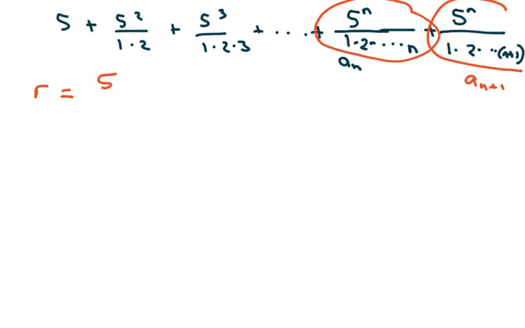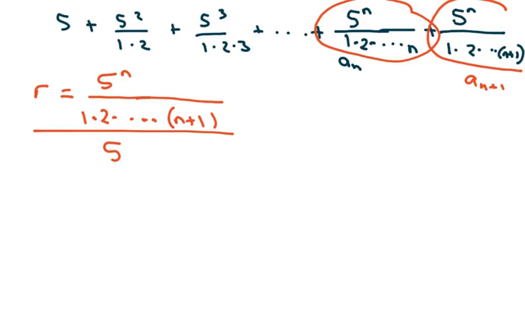So you get 5 to the little n over 1 times 2 times dot dot dot times n plus 1, divided by 5 to the little n over 1 times 2 times dot dot dot n. Well, what happens is if you multiply this out, I forgot this is n plus 1.